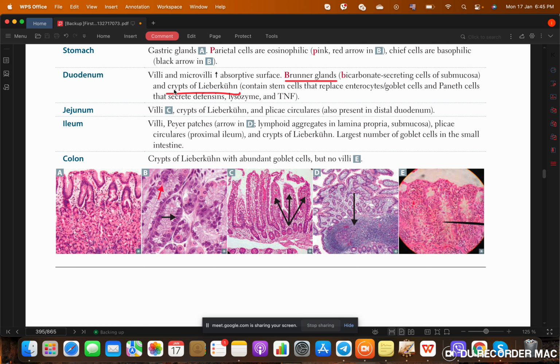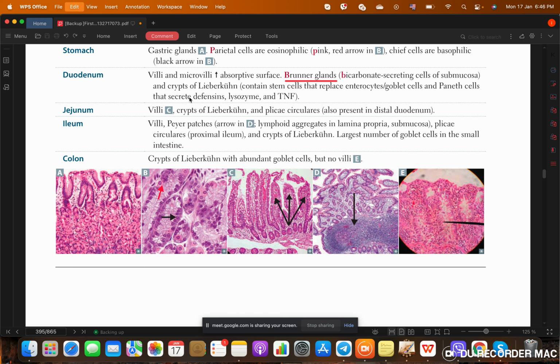If they ask you where the stem cells of the GIT are located, you need to say the crypts. If they ask you where the stem cells of the skin are located, you need to say stratum basale. If they ask about the stem cells of the lung, you need to say alveolocyte type 2. If they ask you about the stem cells of the brain, you need to write for them microglial cells. If they ask about the stem cells, what else? What did I not speak about? Of the blood, it is the hematopoietic stem cells with the CD34 plus.